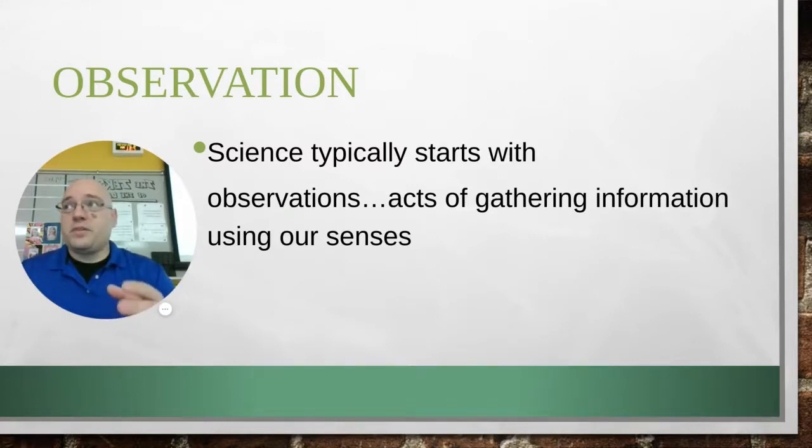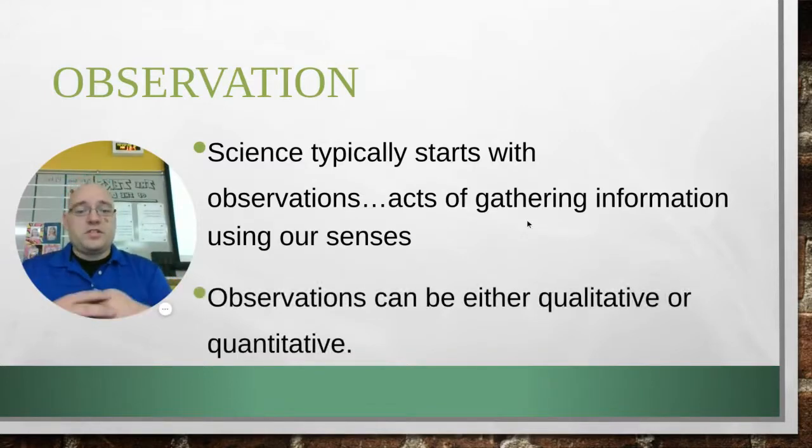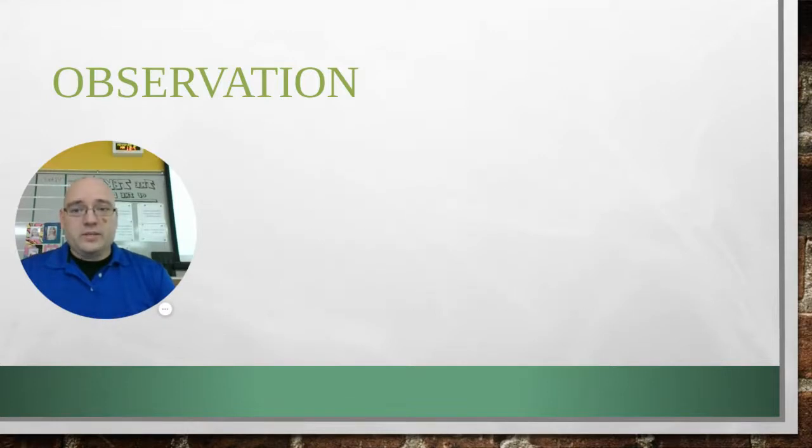You observe something in the natural world and you gather information using your senses. So you can touch something, you can smell something, you can see something, you can taste something, you can hear something happen. So using your senses, you're going to observe the world around you. Observations can be either qualitative or quantitative. These are 2 words that you probably have not used a whole lot in your life. We're going to use them quite a bit.